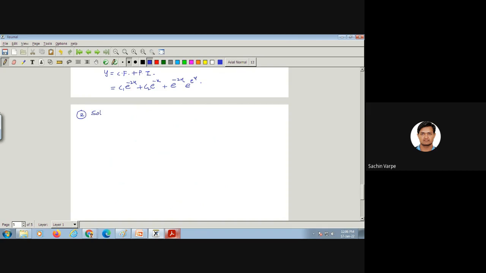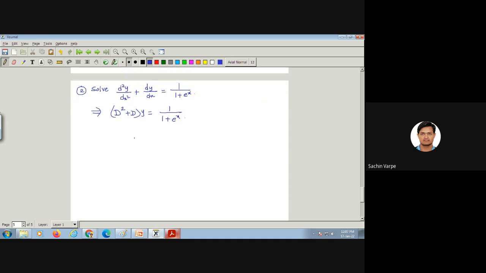Second, solve d2y by dx square plus dy by dx is equal to 1 upon 1 plus e raised to x. So how will we do this? We find its complementary function first. That will be in its capital D form, D square plus D times y is equal to 1 upon 1 plus e raised to x. I hope this step is clear to everyone.